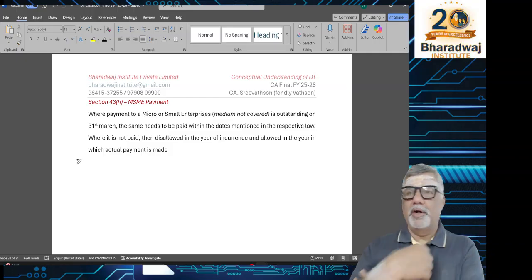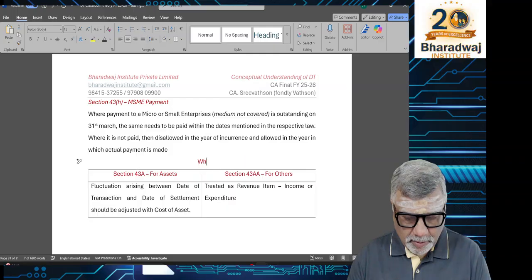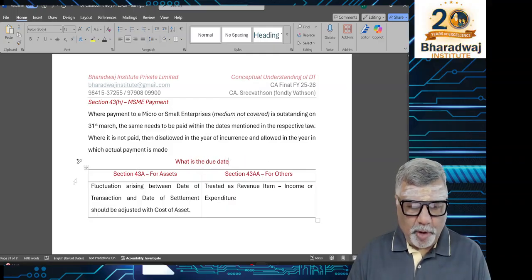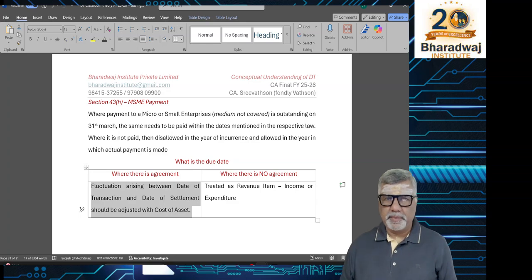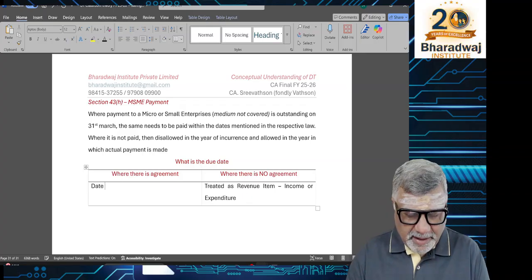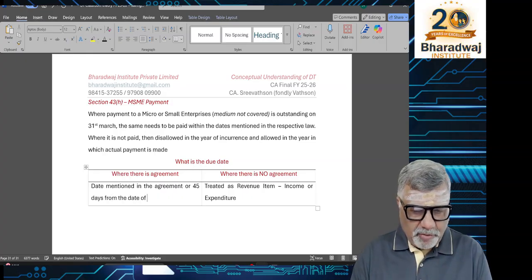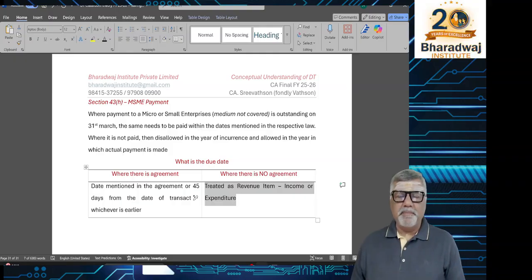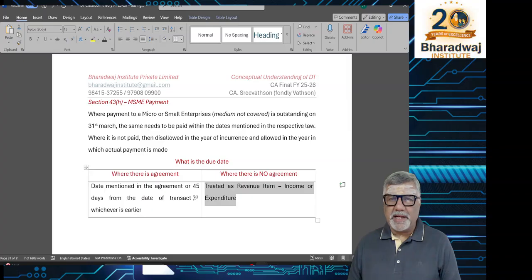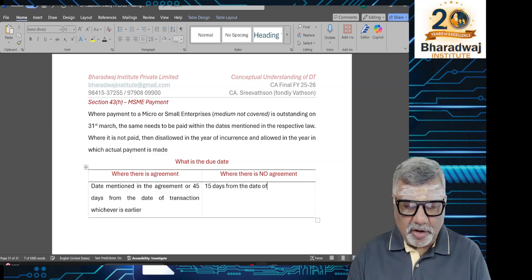Am I clear? Okay, right. Now the question is, what is the due date? It depends upon two things: where there is agreement, and where there is no agreement. Where there is agreement, the date mentioned in the agreement or 45 days from the date of transaction, whichever is earlier. Where there is no agreement, 15 days from the date of transaction.